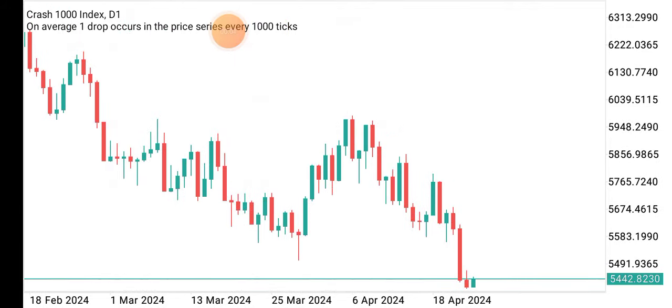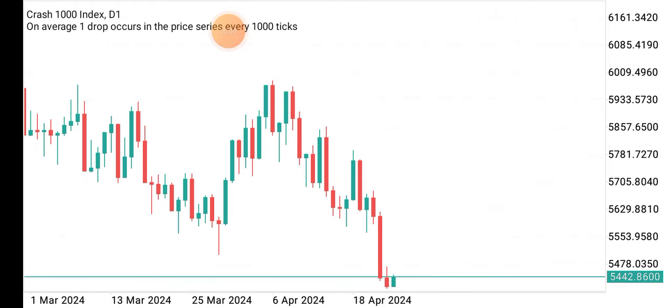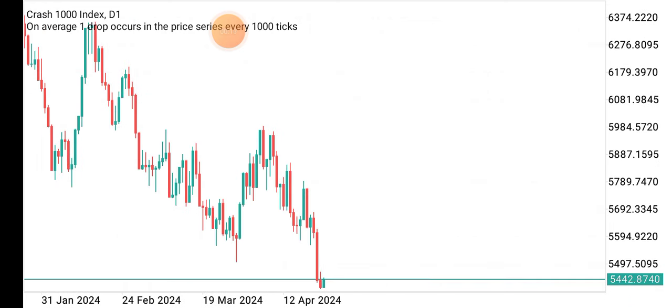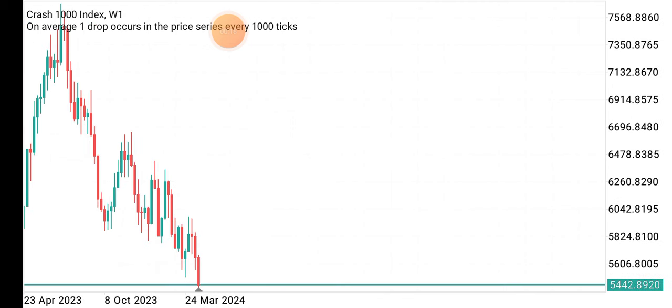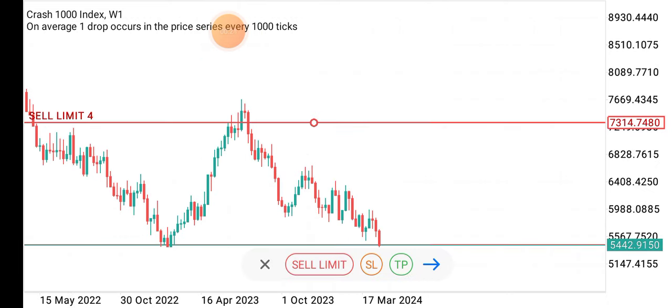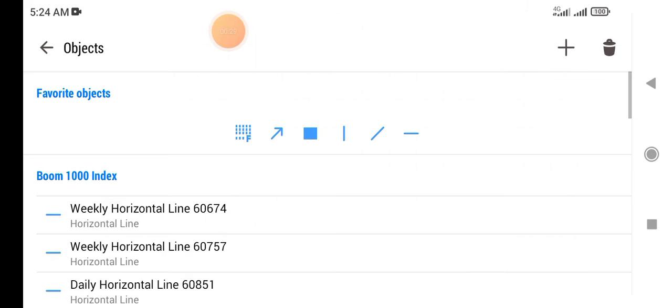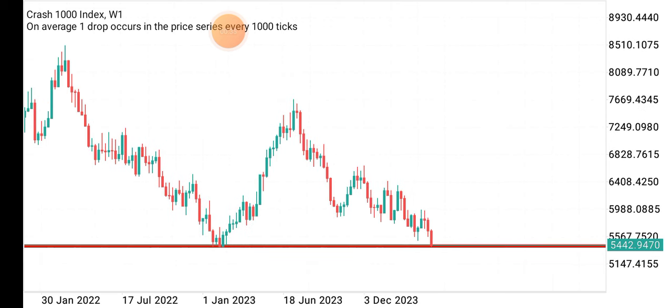In this video, I want to show you a potential buy opportunity on Crash 1000. I am on the daily time frame, and if I go to the weekly time frame, you'll notice that Crash 1000 has gotten to an all-time low. You can see the market has gotten to an all-time low, which is this level right here. So I'm expecting a buy opportunity to the upside. There's a chance the market will be buying back to the upside.